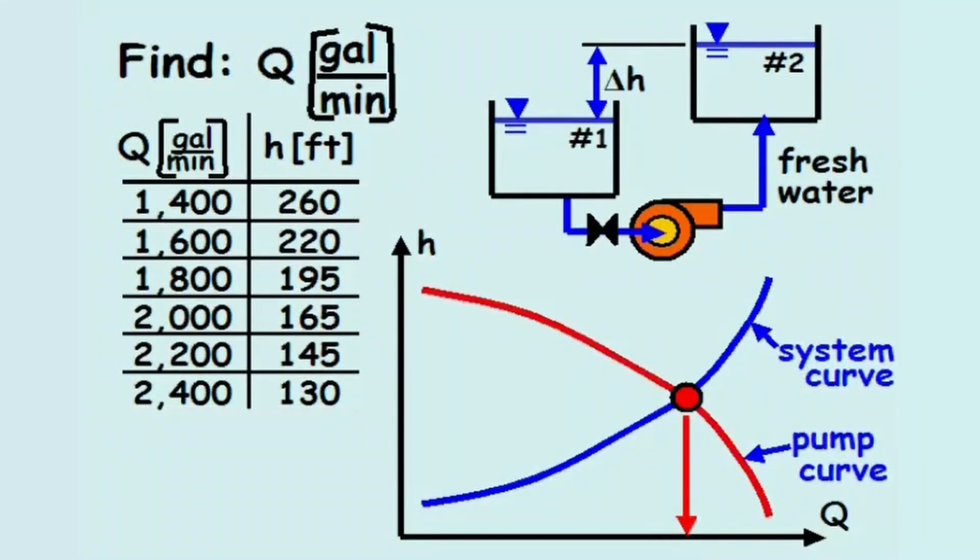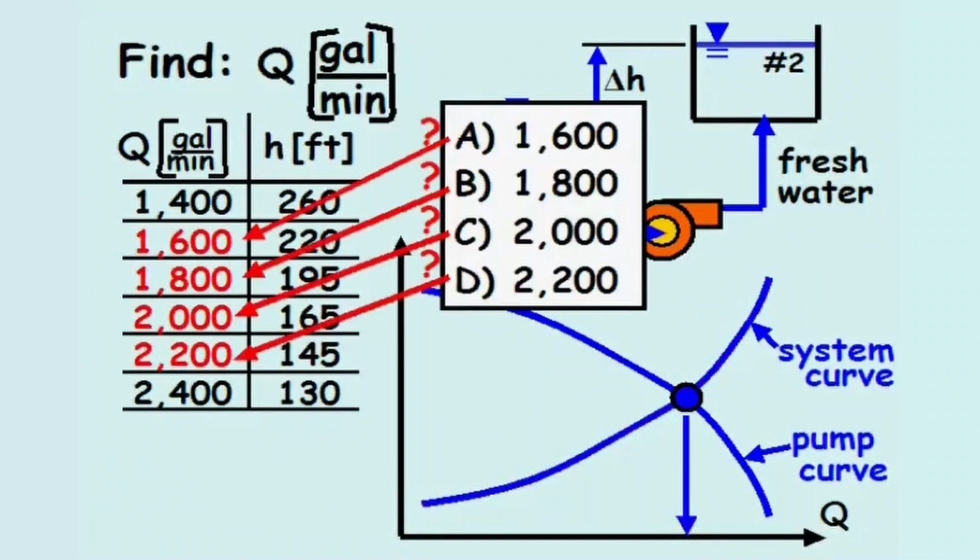The problem statement provides data points for the pump curve, and points on the system curve can be calculated based on the head loss seen by the system at various flow rates. The possible solutions are the flow rates 1,600 to 2,200 gallons per minute. Since the pump curve minus the system curve is monotonic, it would be prudent to first evaluate one of the two middle flow rates, 1,800 gallons per minute or 2,000 gallons per minute.